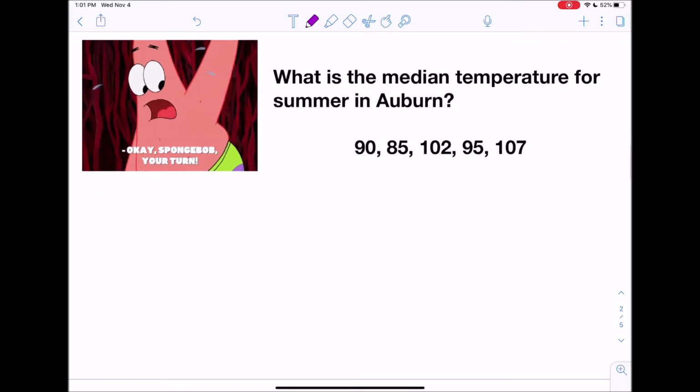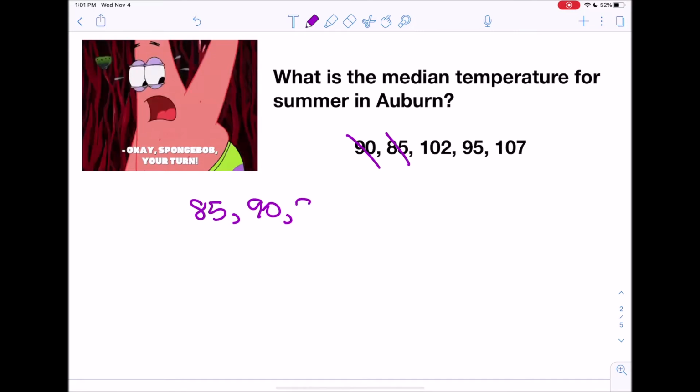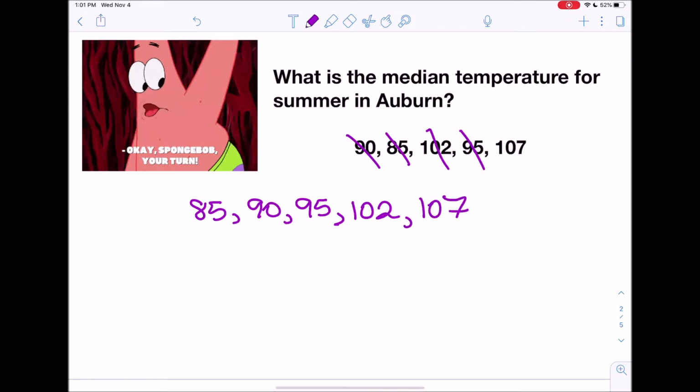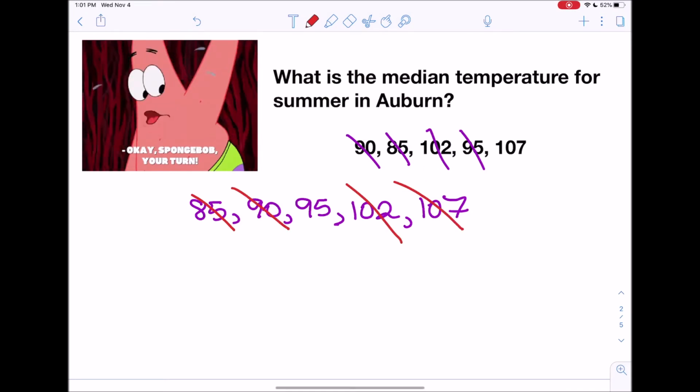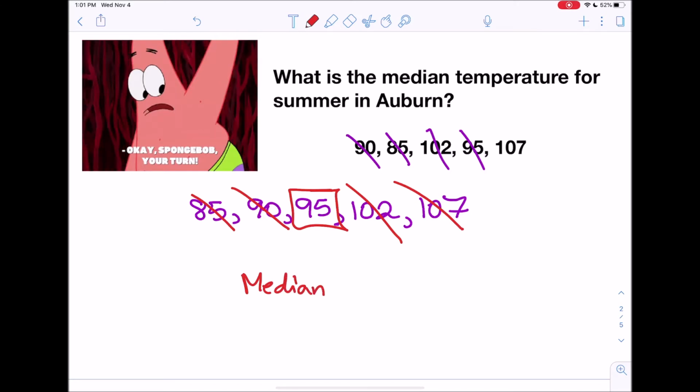Another example, what is the median temperature for summer in Auburn? Once again, step 1, order from least to greatest. So that's going to be 85 is my least, then 90, 95, 102, and 107. And now all I have to do is cross out one number from each side until I find that middle number, and in this case, the median equals 95.